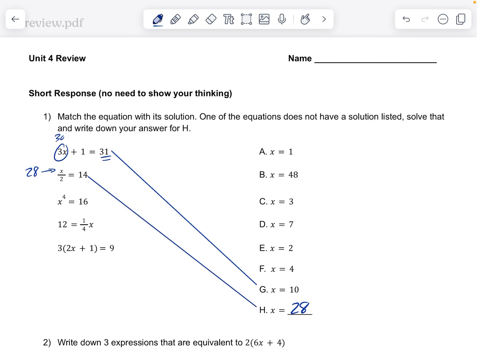Okay, I tried to trick some people by putting x equals 7 in here. Some people, I was thinking, maybe you might think 14 divided by 2, but it's x that's being divided by 2. So it's not going to be 7.